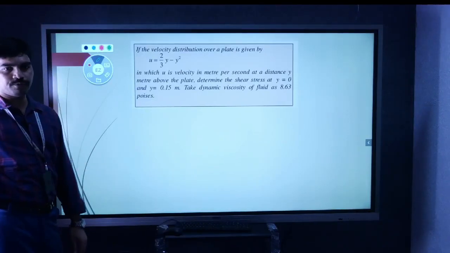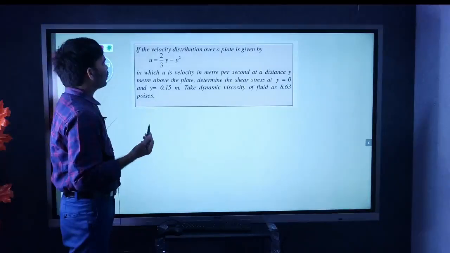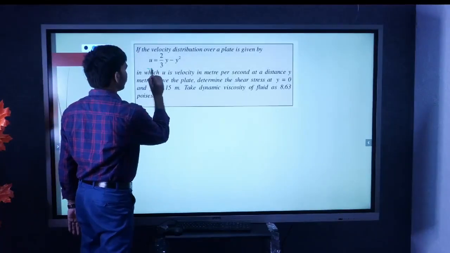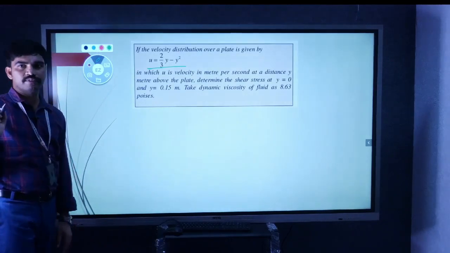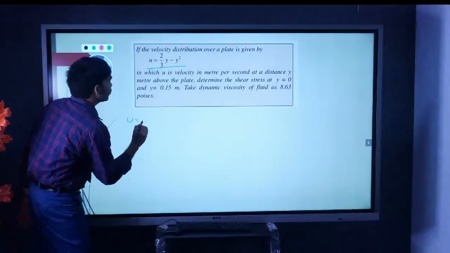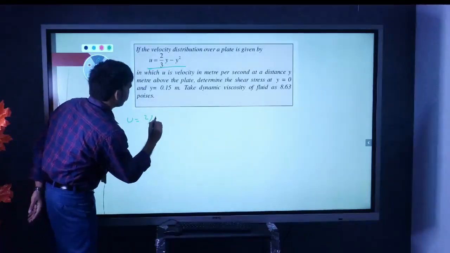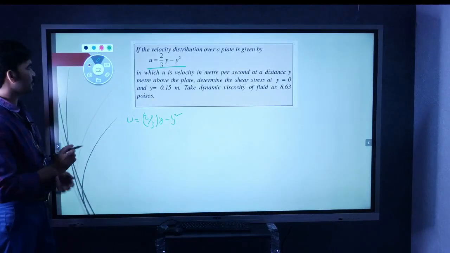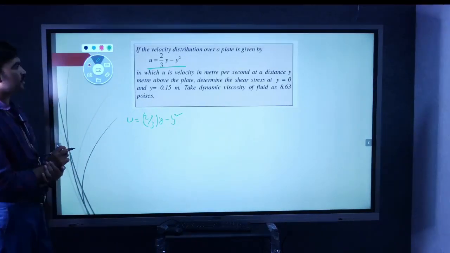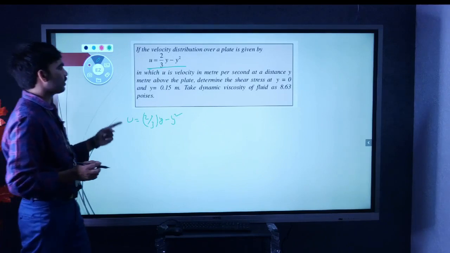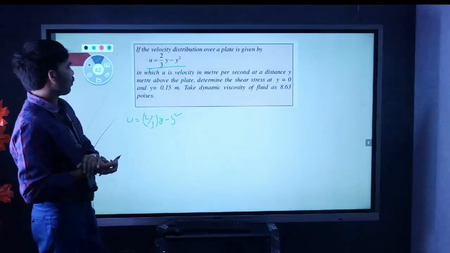This is another different model. If the velocity distribution over a plate is given by u, now he has not given the velocity, but he has given the velocity distribution profile. So u is 2/3 y minus y square. This is the velocity profile distribution, in which u is the velocity in meter per second at a distance y meters above the plate, and determine the shear stress at y is equal to 0 and y is equal to 0.15 meters.